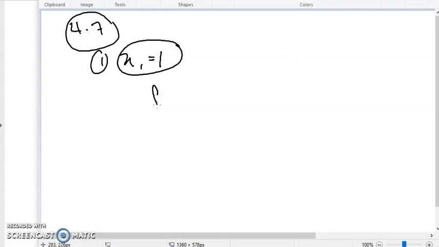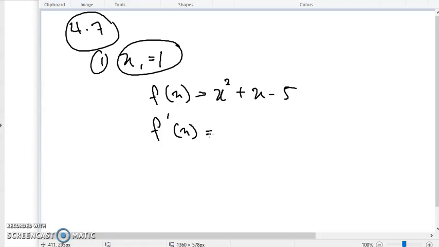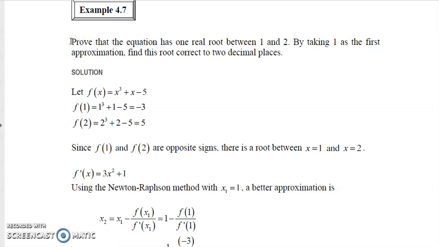And then you already have your f(x) given, which is x cubed plus x minus 5. Find the first derivative of f(x). It will be 3x squared plus 1. Having this is important. After you've got this, it says here, prove. So you need to prove, you need to show, that the equation has one real root between 1 and 2.